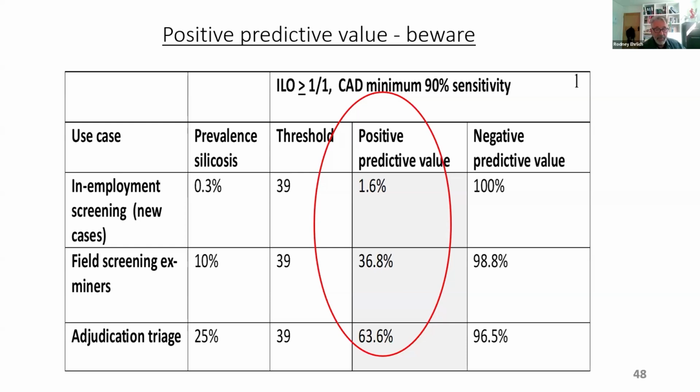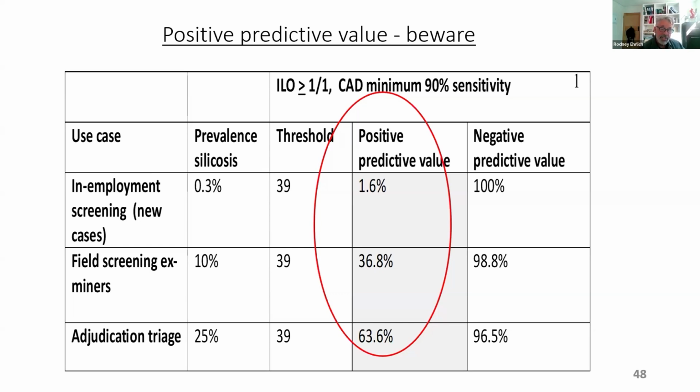And see why it's important for workers as well. I'm going to jump to the last one. I don't have to spend too much on each slide. In the adjudication setting, this is where claims are submitted to the compensation authority. The pre-probability of having silicosis is much higher. They've already been screened. Somebody has identified that there may be silicosis on a chest X-ray. And here we have a prevalence of incoming claims of 25%. Same threshold. The system doesn't change. It's not dependent on the CAD system. It's dependent on the use case context.